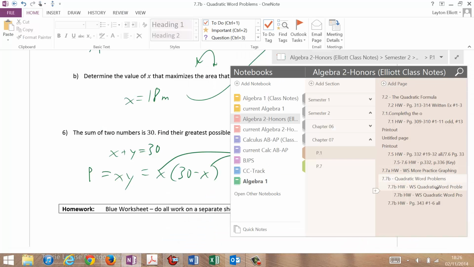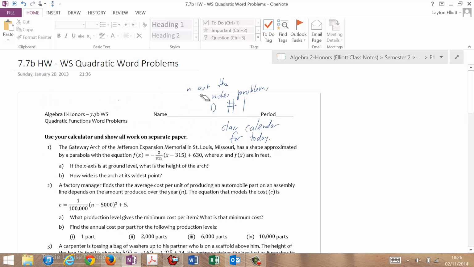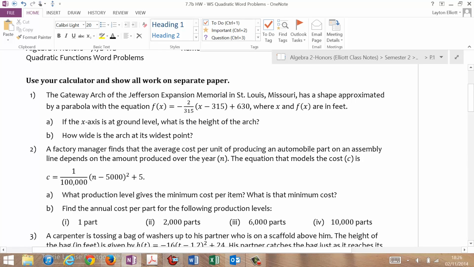Now I'm going to pop over and do number 1 on the homework, just so you can start this. This is from my period 1 this morning, due mañana, that means tomorrow. Just be careful with your graphs and stuff. So number 1, Gateway Arch. This is the St. Louis Arch. This is the equation for the St. Louis Arch. So let's go ahead and plug that into the calculator.